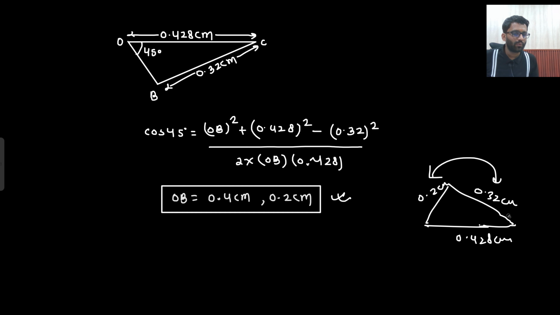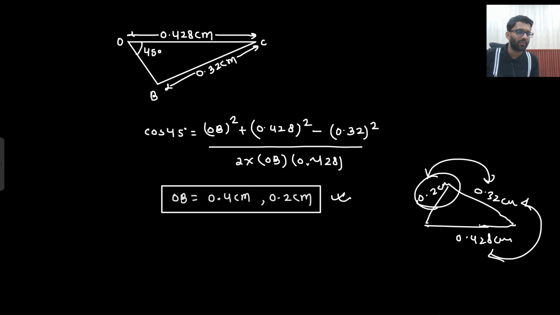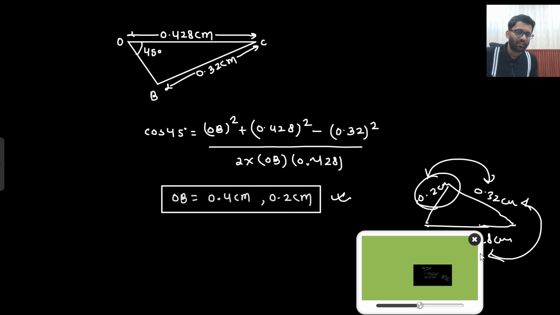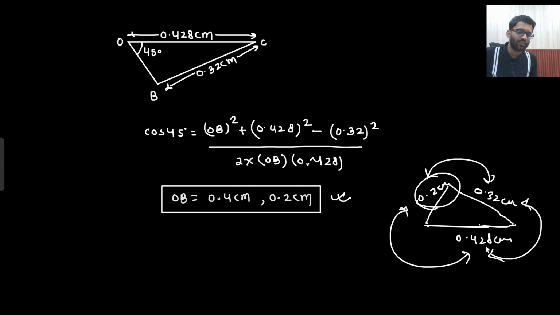The difference of two sides should be lesser than the third side. So the difference of these two sides, 0.428 minus 0.32, is 0.108, which is lesser than 0.2. Yes. And what about these two? The difference, 0.428 minus 0.2, is 0.228, which is lesser than 0.32. Yes. So certainly it is a possible triangle.